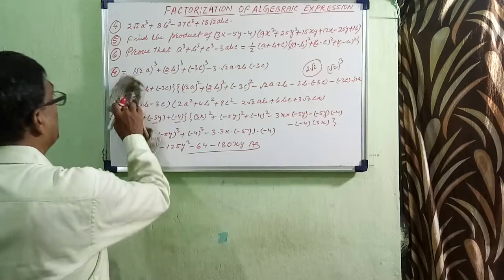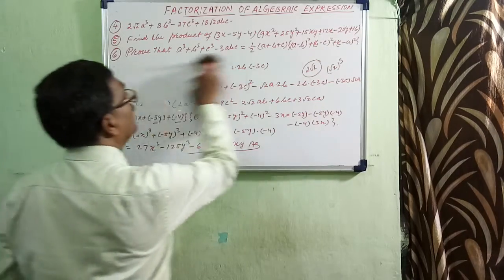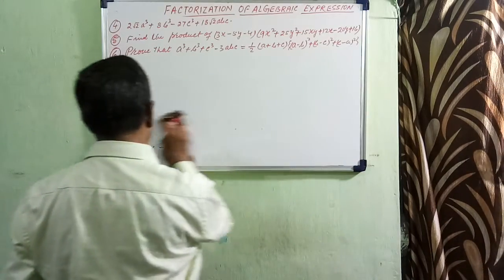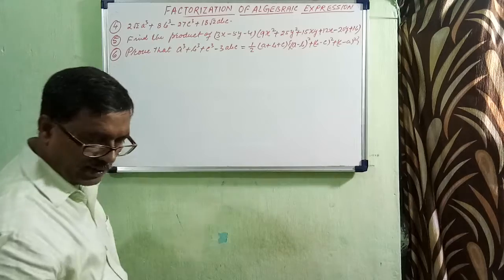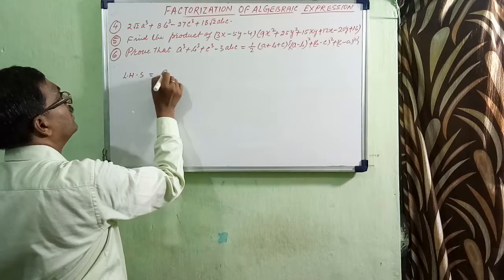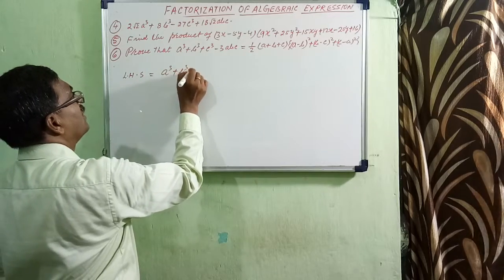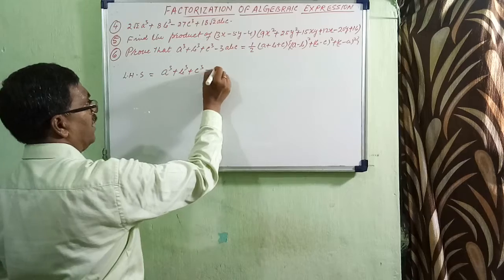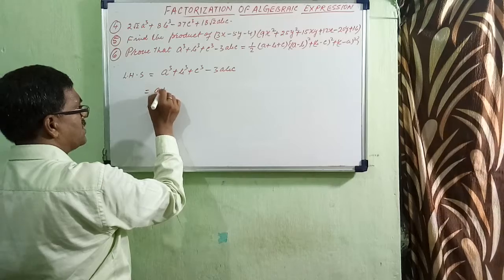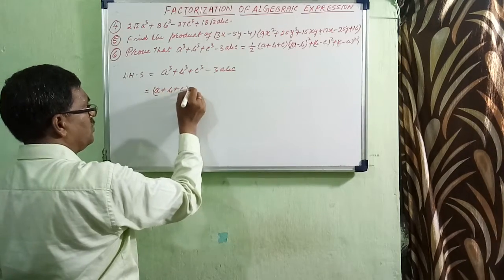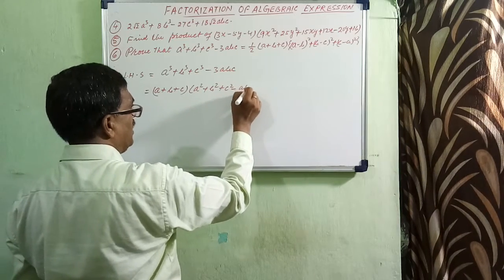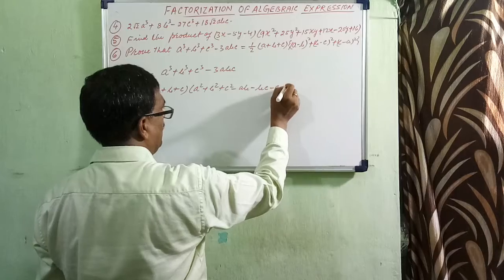Now, what about the third one? This is a little different question, but we have to apply this formula. I will take the LHS: A cube plus B cube plus C cube minus 3ABC. What is the formula here? Just now we have discussed (A plus B plus C) into (A square plus B square plus C square minus AB minus BC minus CA).